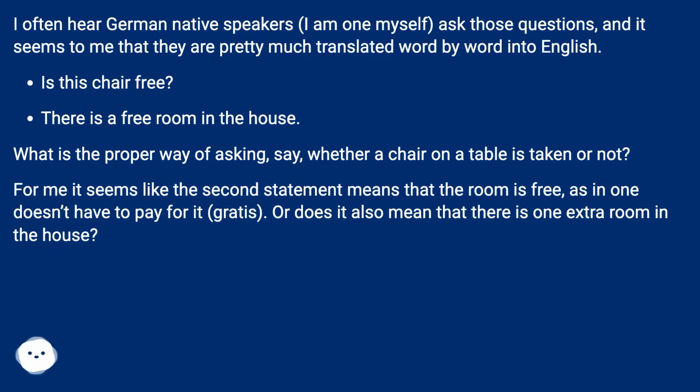What is the proper way of asking, say, whether a chair at a table is taken or not? For me it seems like the second statement means that the room is free, as in one doesn't have to pay for it, gratis. Or does it also mean that there is one extra room in the house?